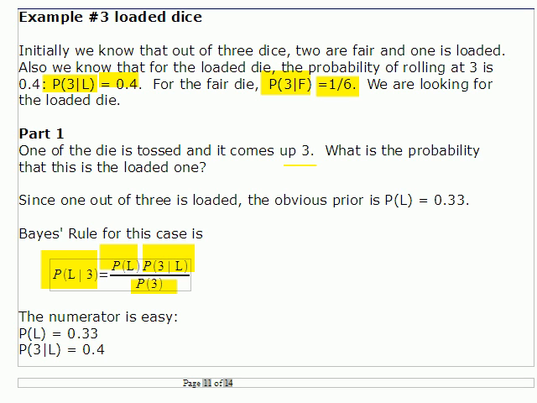Okay, so the numerator is easy again. What's the probability that it's loaded? Well, you have 3 dice, and one of them is loaded, so it's approximately a 33% probability that you would have just pulled a loaded one out. That's its probability. You've got 3 dice, one of them is loaded. What's the probability that it would have been a 3 given that it's loaded? It's 0.4, which we knew from up here. So now we have the numerator. Let's go look at the more troublesome denominator.